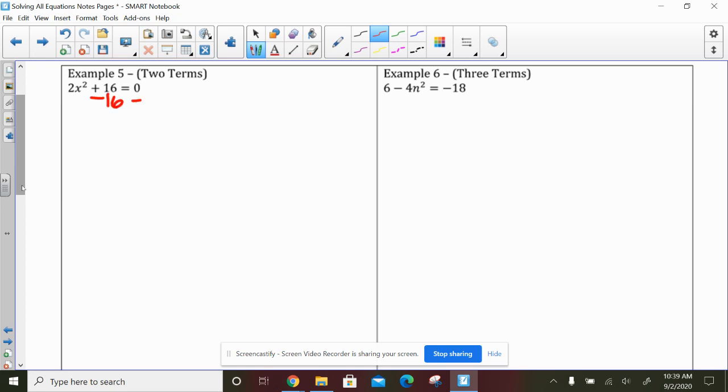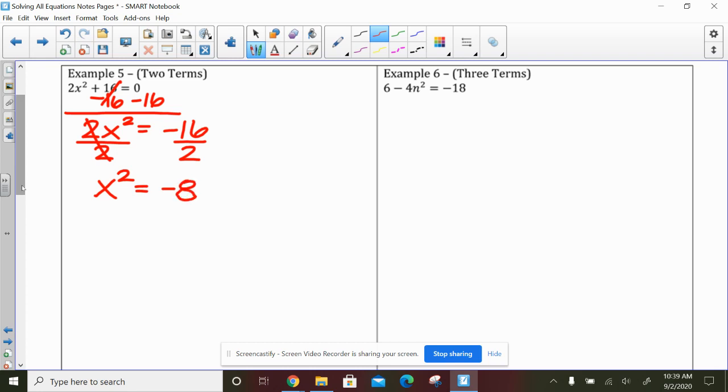All right, so in this first one, I want to get x squared by itself again. So I'm going to subtract 16 from both sides. That's 2x squared equals negative 16. I'm going to divide by 2. That gives me x squared equals negative 8. And then I want to take the square root of both sides. We're not taking that square root until we get x squared by itself. So x equals positive and negative square root of negative 8.